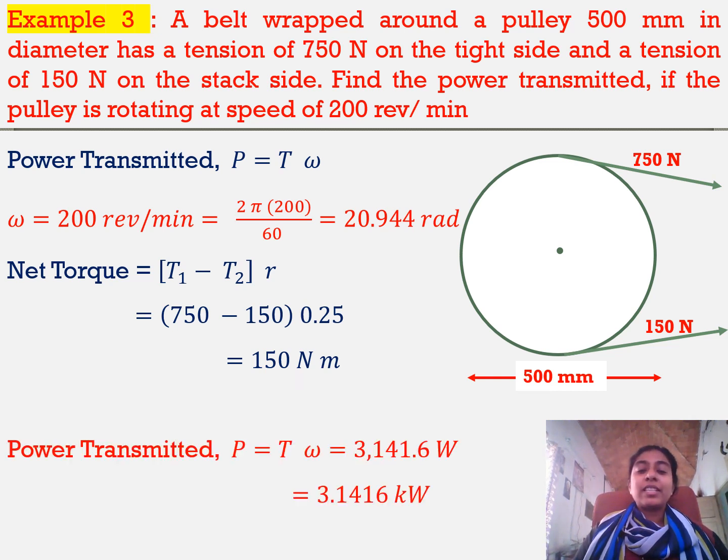Now the power transmitted is equal to T into omega. So we get 3141.6 watts, which is equal to 3.1416 kilowatts.